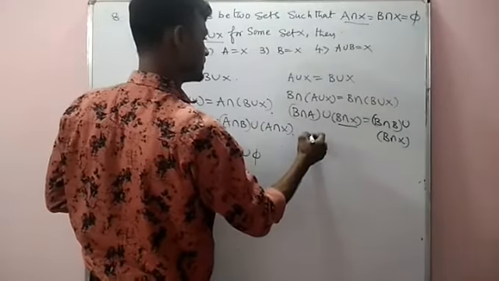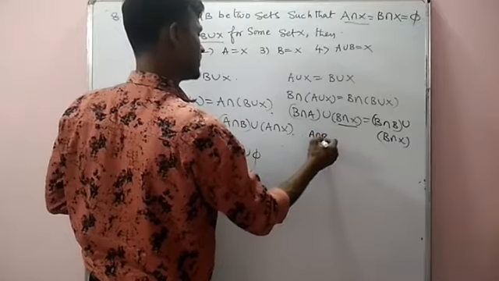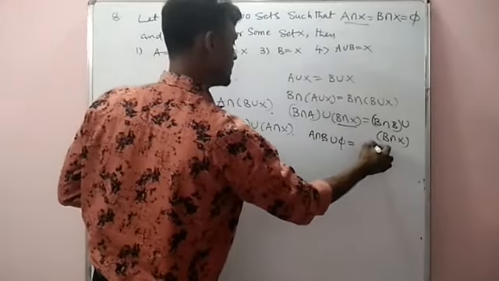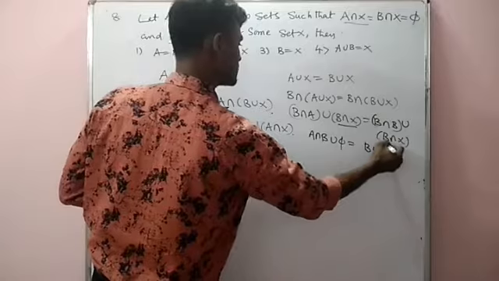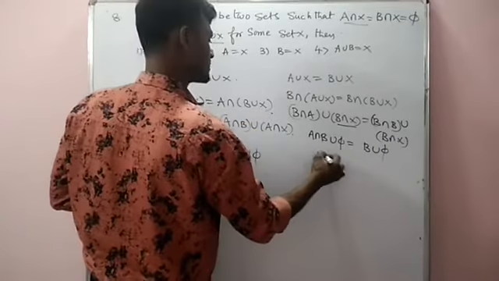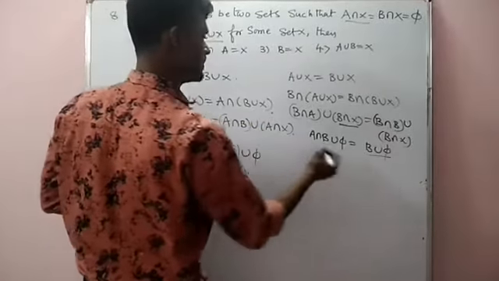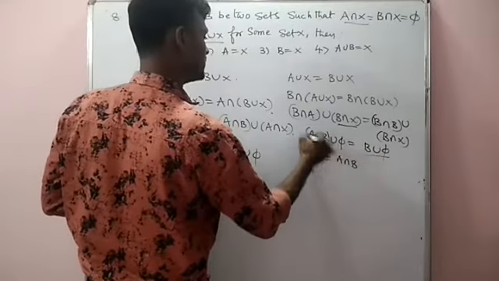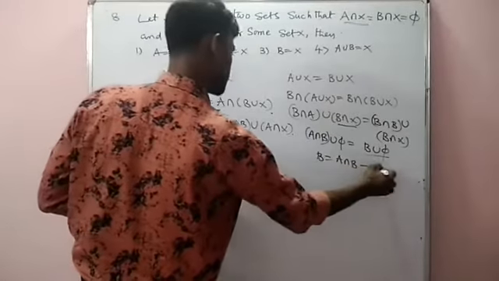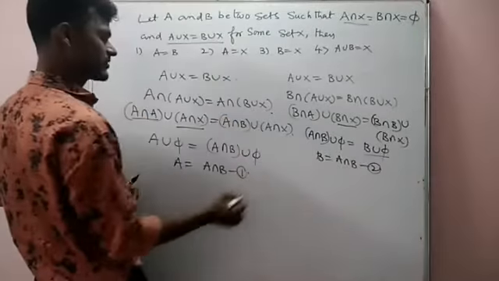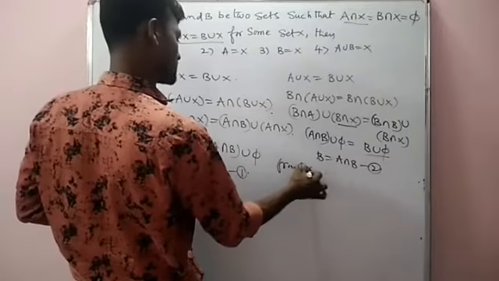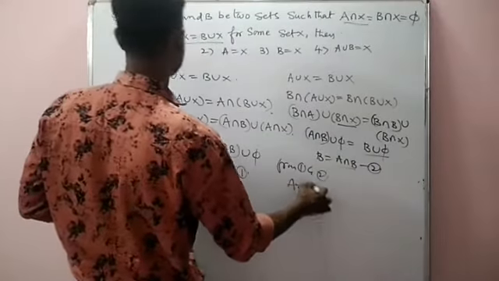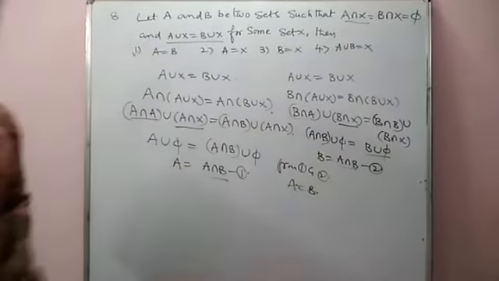Then this is A intersection B. Use the commutative law: A intersection B union phi. Here B intersection B means B, union B intersection phi means phi. Then B is equal to B intersection phi is equal to B, and this is A intersection B union phi, means A intersection B only. Then this is 2. From 1 and 2, here A intersection B, here also A intersection B, then A is equal to B. My option is 1.